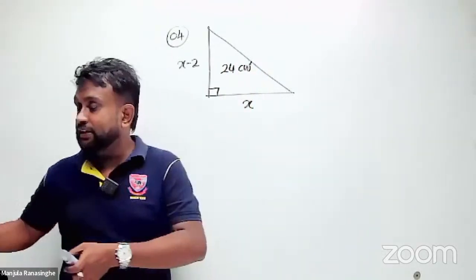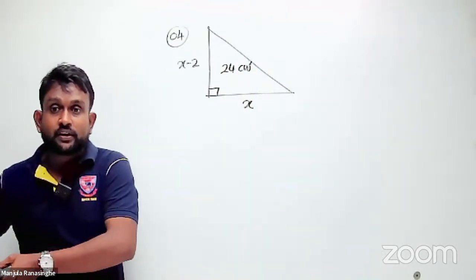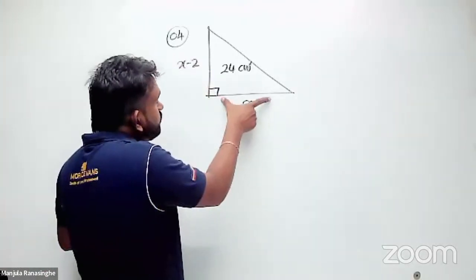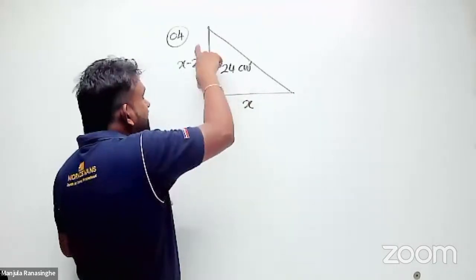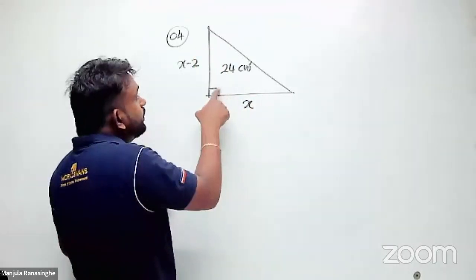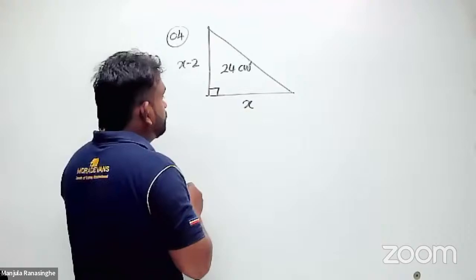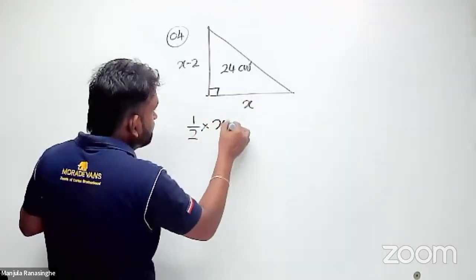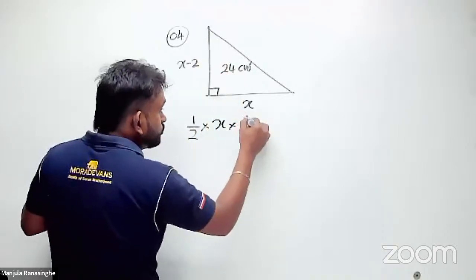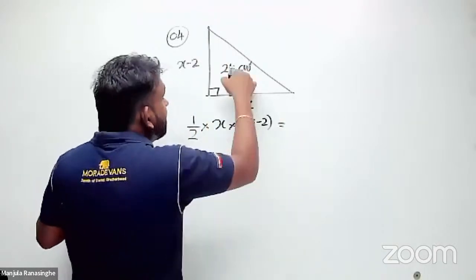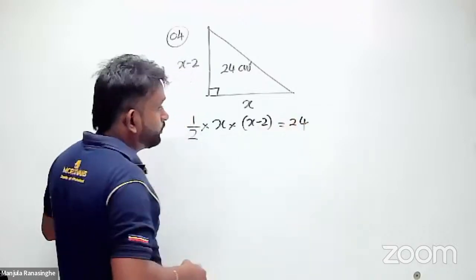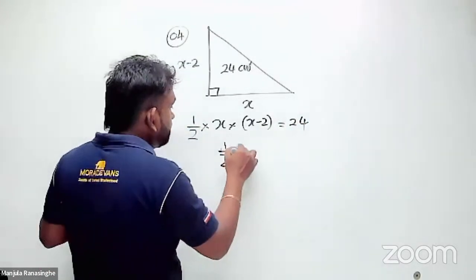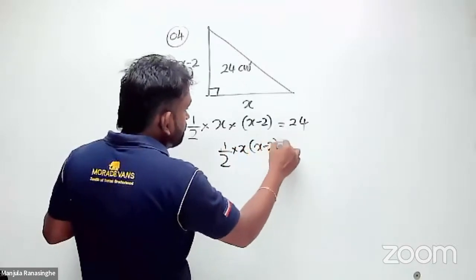So how to find the area of this triangle? You know that in a right angle triangle, this is the 90 degree. You can take these two arms as the base and the height, because this is perpendicular to this side. So you write half into base. Base is x, into the height. Height is x minus 2, equal to the area. Area is given as 24. Okay. Then I can write half into x into x minus 2 equal 24.